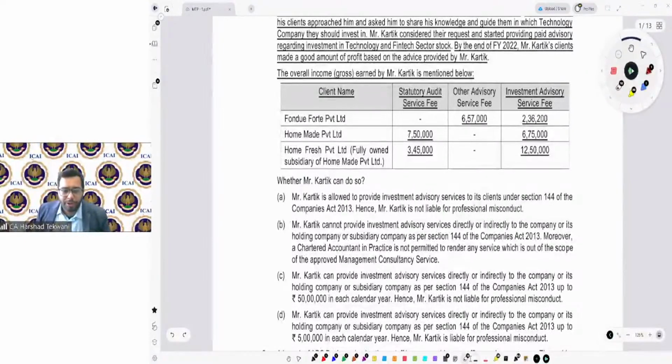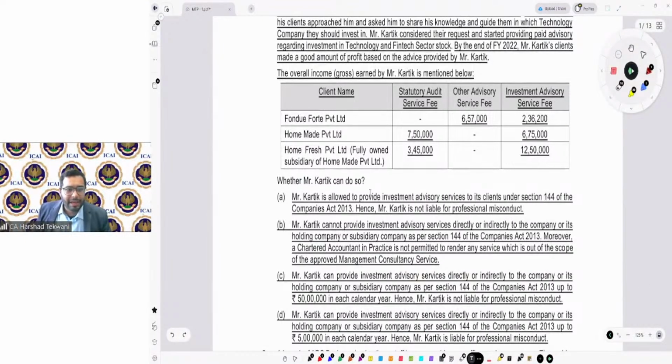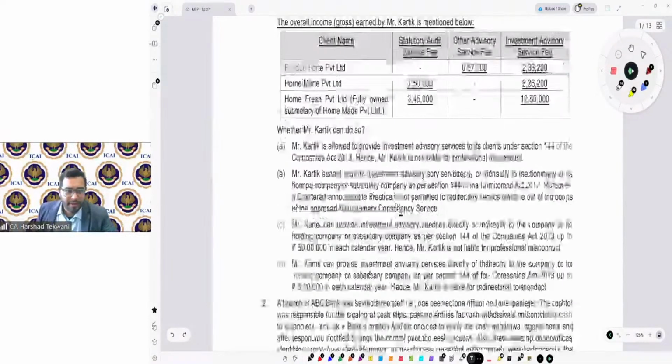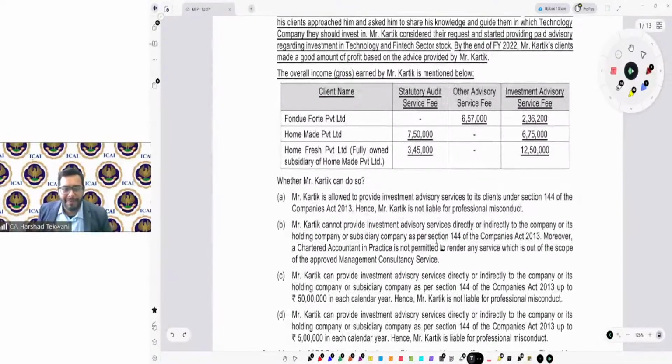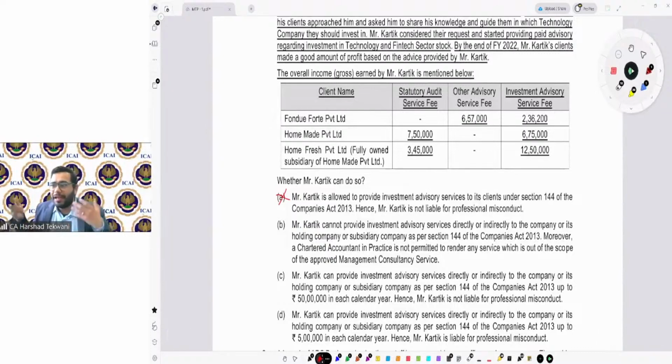Let's read the options which are given here. Mr. Karthik is allowed to provide investment advisory service to his client under section 144 of the Companies Act 2013. Hence, Mr. Karthik is not liable for professional misconduct. That is not appearing correct because he is not allowed under section 144. So that's a wrong answer. You can eliminate the wrong options by correlating with the particular provision. Mr. Karthik cannot provide investment advisory service directly or indirectly to the company or to the holding company or subsidiary company as per 144.